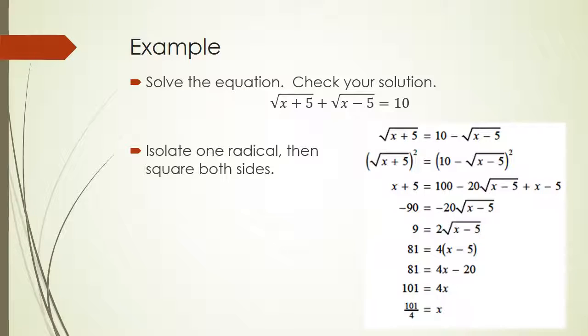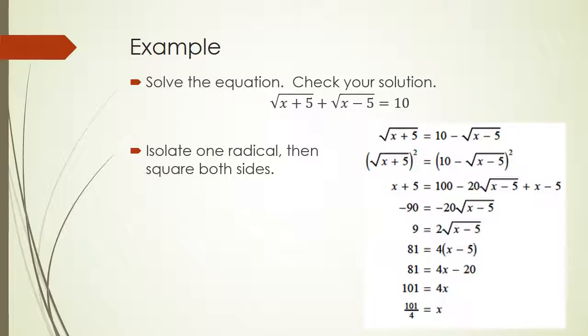What we have to do is isolate one of the radicals. So I'm going to get the square root of x plus 5 by itself by subtracting the square root of x minus 5 from both sides. Then I have to square it. Now here's where it gets a little weird. When we square the left-hand side, it cancels the square root as usual. But the right-hand side, we have to use FOIL.